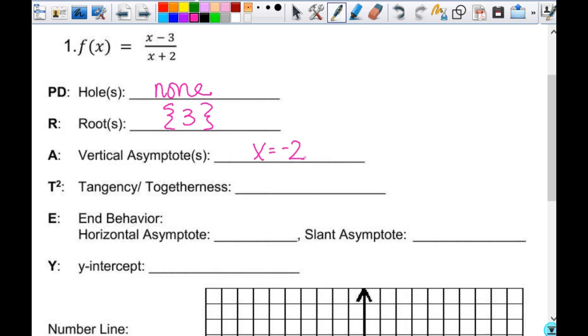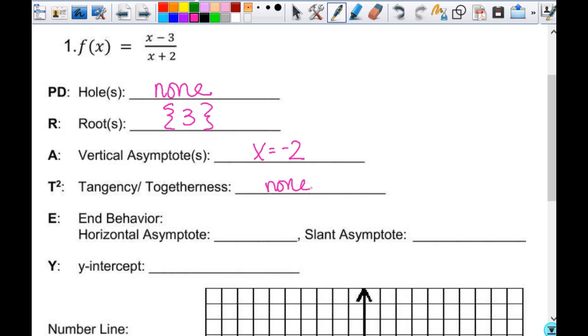And then tangency and togetherness. So what are we looking for to figure out if we have that? It's do any factors of r or a have an even exponent? So basically, think about it this way, this is t squared. You're looking for the numerator. Do you have any factors that are double factors or quadruple factors, that type of thing? Do I have that? Got a square in the numerator or denominator of the same one? No. So there's no tangency or togetherness.